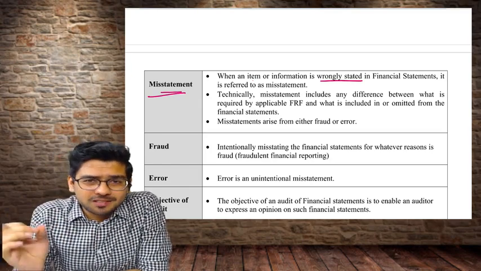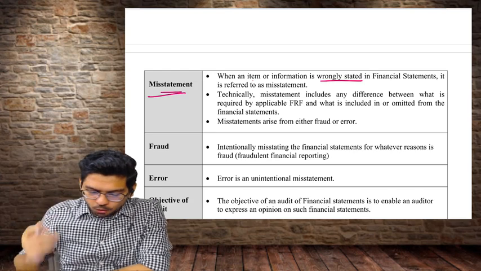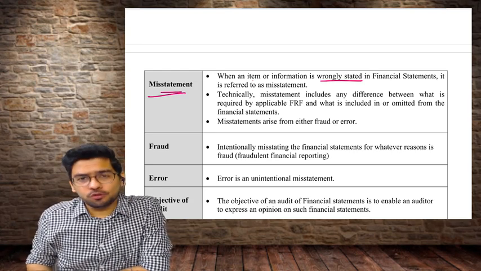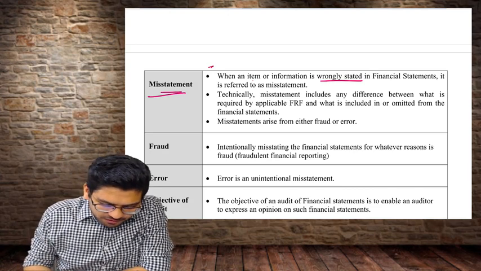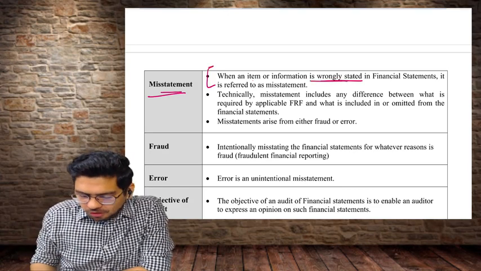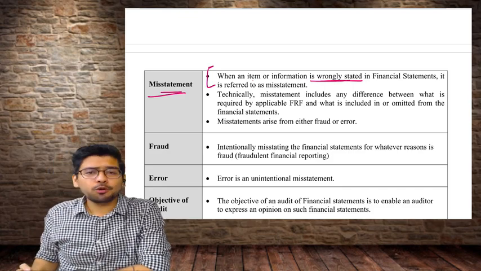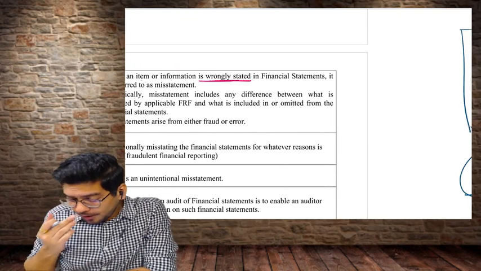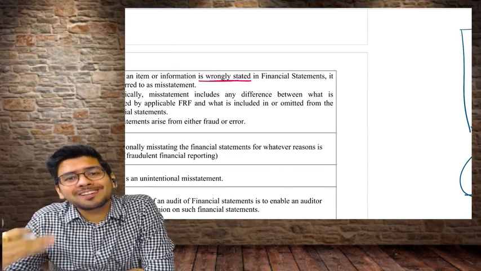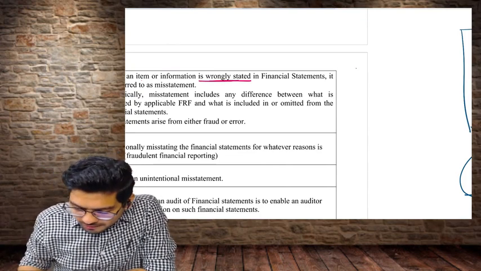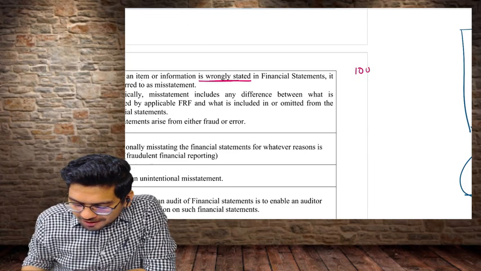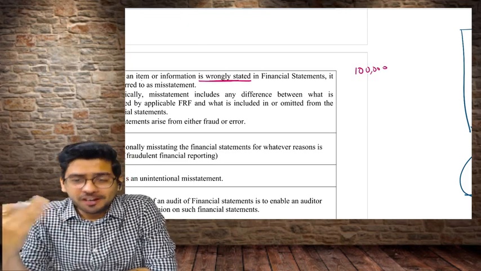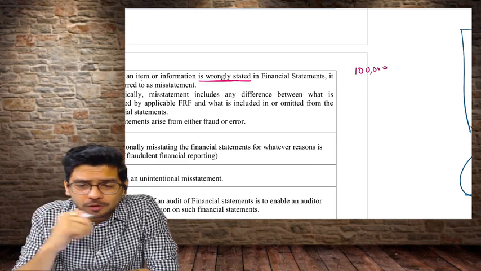Okay, a mistake, basically a mistake. Now, this was a layman's definition, that anything which is wrongly stated in the financial statement is referred to as misstatement. Now please answer this question for me. The company bought plant and machinery worth 10 lakh rupees. But when they were posting entries, they skipped a 0. They omitted a 0 and made an entry of 1 lakh. Is this a misstatement or not?